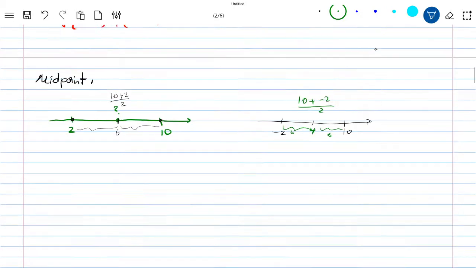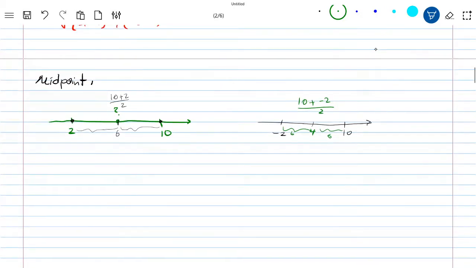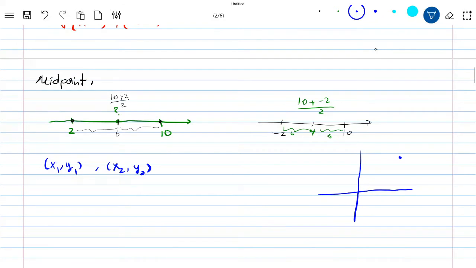How about the midpoint in 2 dimensions? No different. If you have 2 points, let's say x1 and y1, I'm going to stick with the same notation, x2 and y2. And they ask you, what is the midpoint of this? Somewhere here is x1, y1, and here is x2, y2. And they ask you, what is the midpoint?